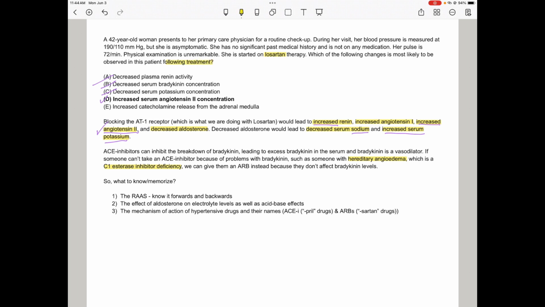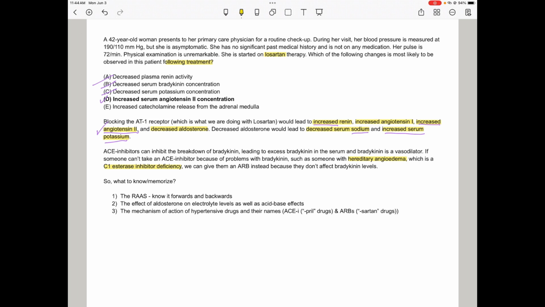Okay, so increased catecholamine release, even if that were something to entertain as part of the fight or flight response in this patient, that's not happening as a result of losartan. That would be happening as a result of whatever disease process is going on with her. The body feels stressed for whatever reason, and now this is leading us towards hypertension. We're asking about the treatment. And no, an ARB would not lead to increased catecholamine release from the adrenal medulla.